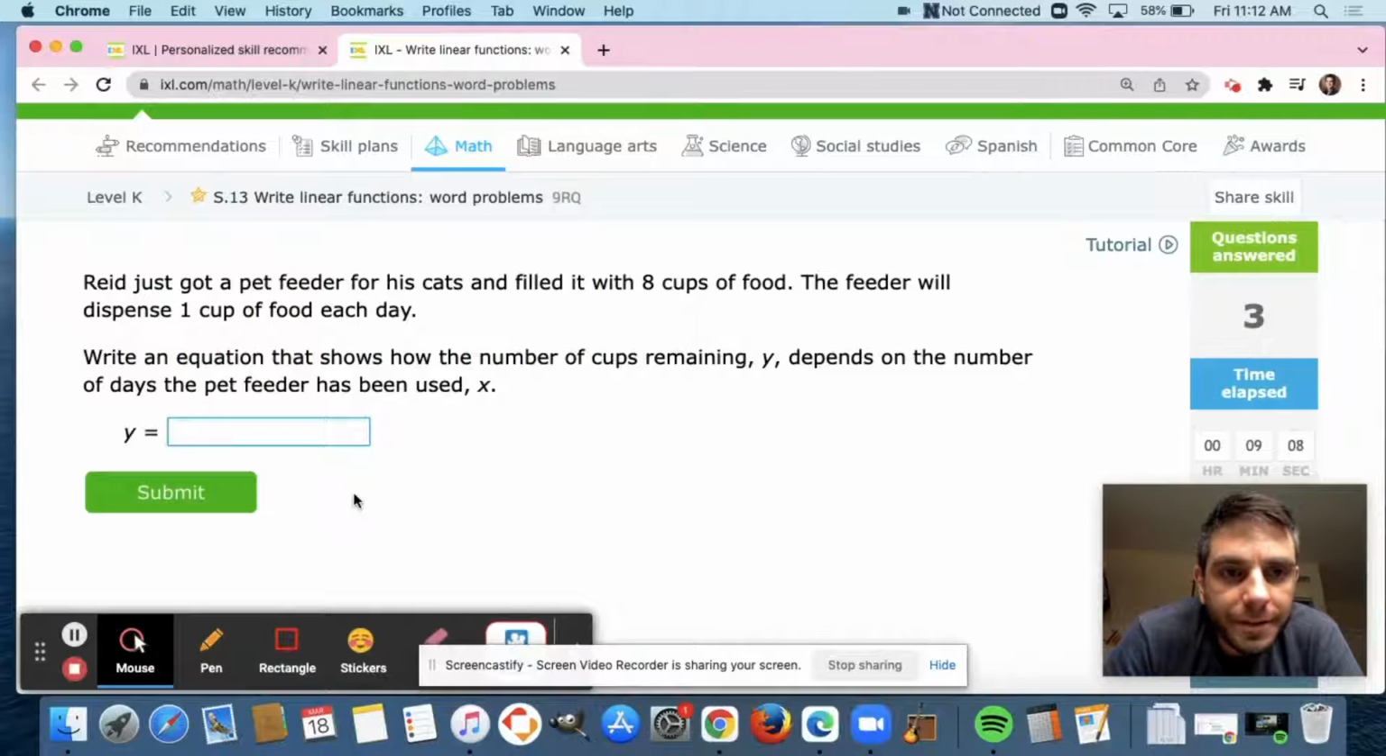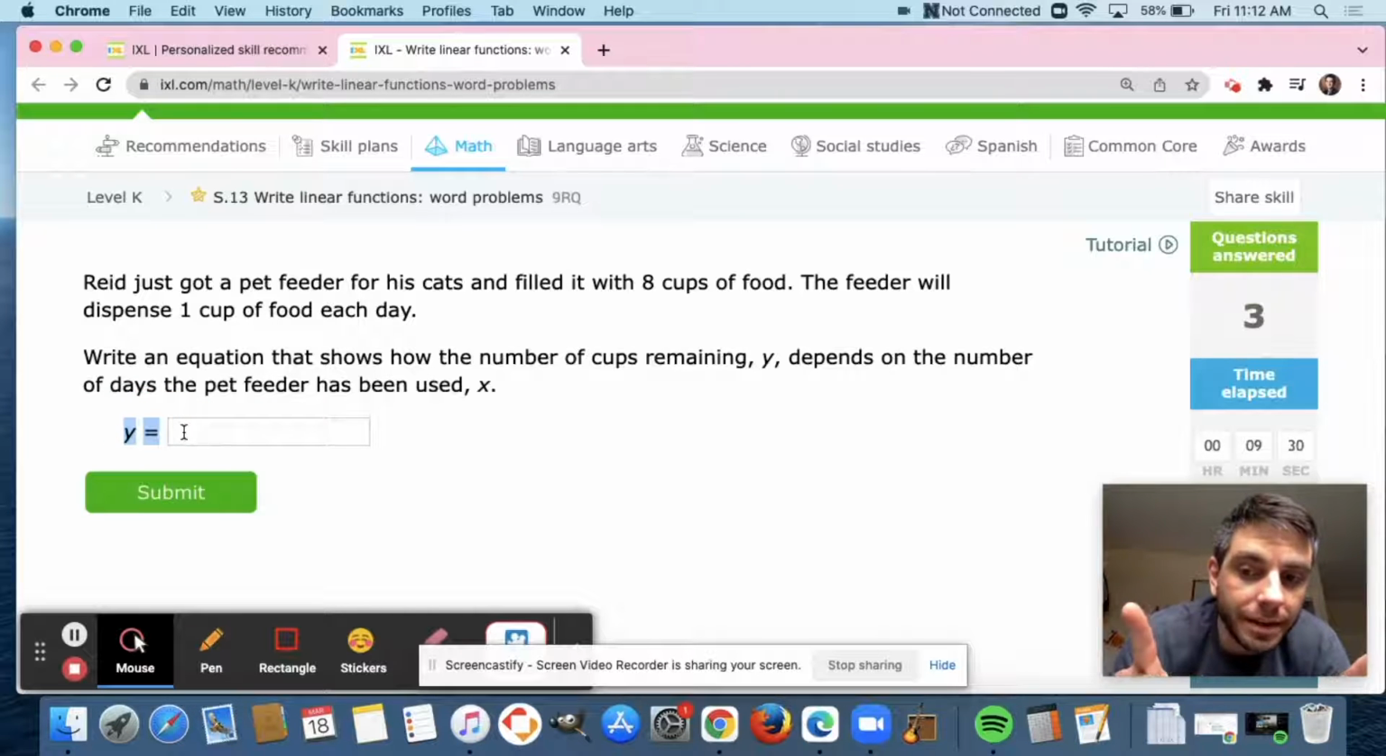Reed just got a pet feeder for his cats and filled it up with 8 cups of food. The feeder will dispense 1 cup of food each day. Write an equation that shows how the number of cups remaining, y, depends on the number of days the pet feeder has been used, x. So y is the total amount of food that's remaining, and x is how many days the feeder's been in use.